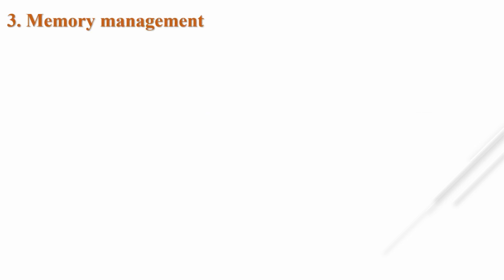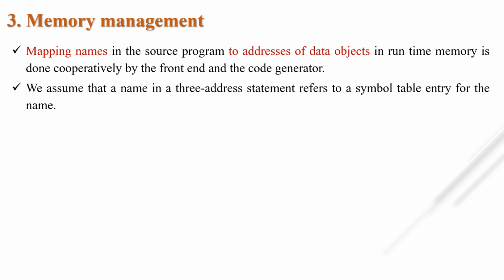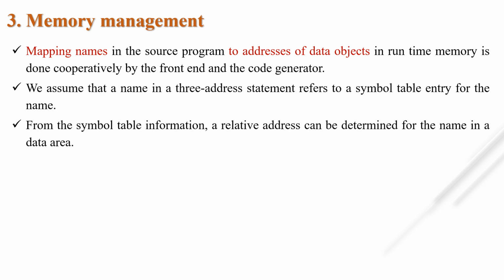The next issue of code generation is memory management. Mapping names in the source program to addresses of data objects in runtime memory is done cooperatively by the front end and the code generator. We assume that a name in a three-address statement refers to a symbol table entry for the name, and from the symbol table information, the relative address can be determined for the name in the data area. So it can be communicated properly with the help of the symbol table so that memory management can work easily.